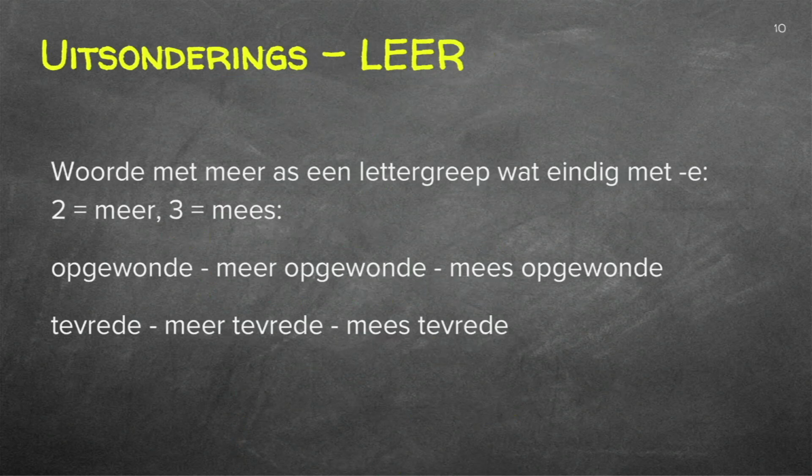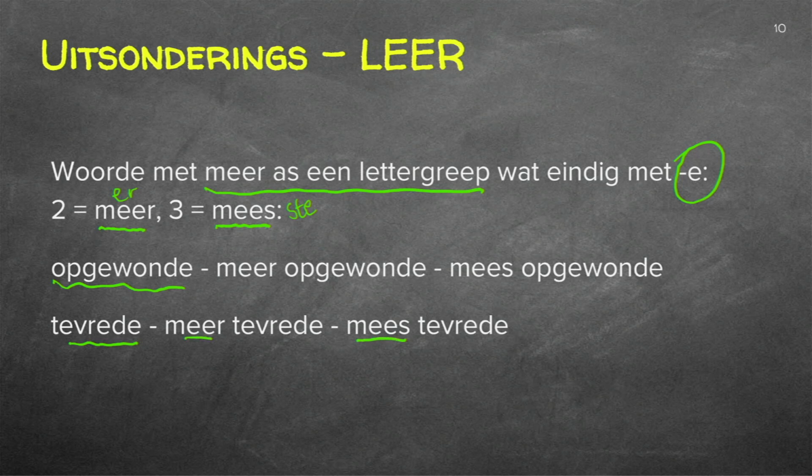More exceptions is when a word has more than one syllable and ends on an E. In step 2, which is our ER step, we are going to use the word meer. And in step 3, which is our STE step, we are going to use mees. For example, opgewonde will become meer opgewonde and mees opgewonde. Tevrede, which is satisfied, becomes meer tevrede and mees tevrede.